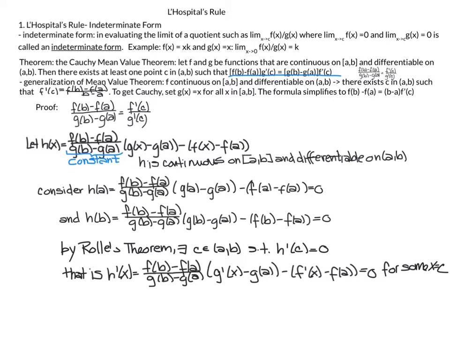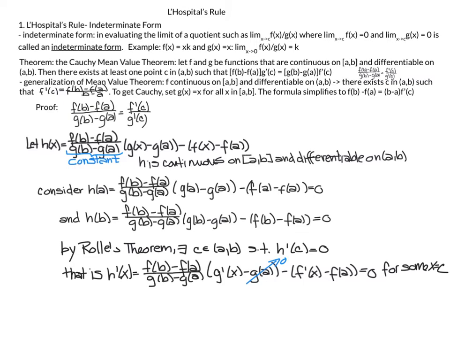By Rolle's theorem, that means there exists some c in (a, b) such that h prime of c is equal to 0. That is, h prime of x over here, this is a constant, it stays. My g prime of x needs to become g prime of x. This is a constant, so this constant times a constant is going to drop out. It's going to be 0. The derivative of a constant is 0.